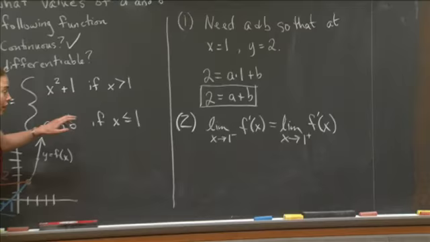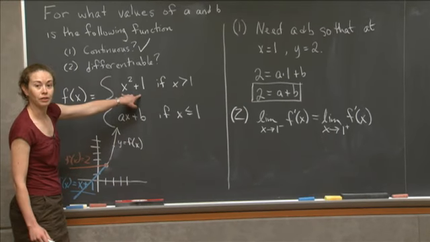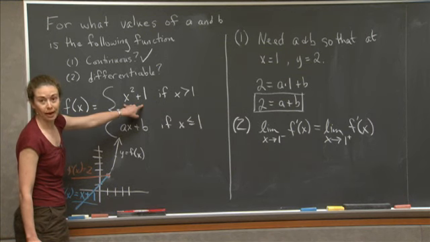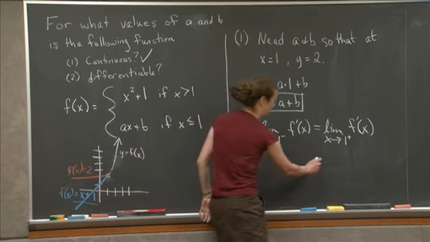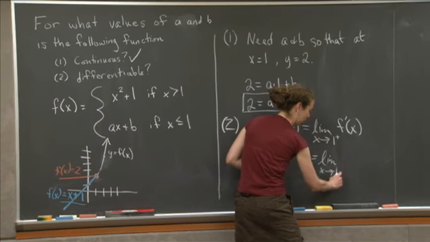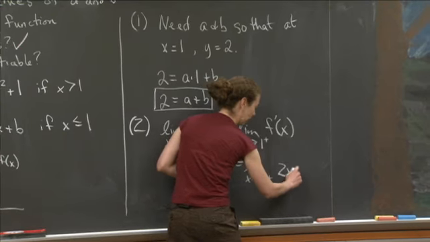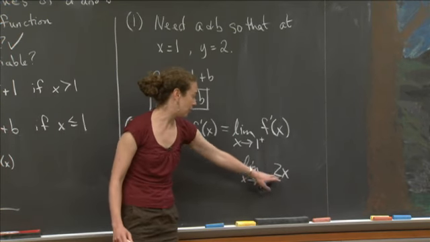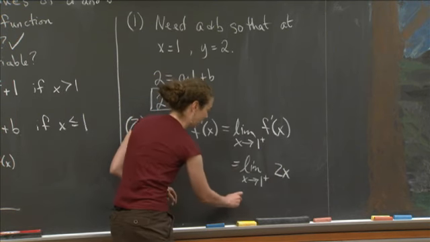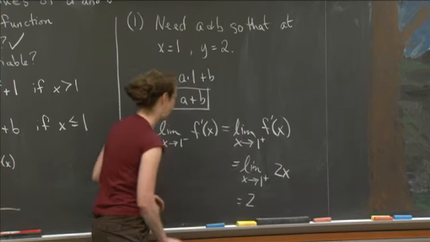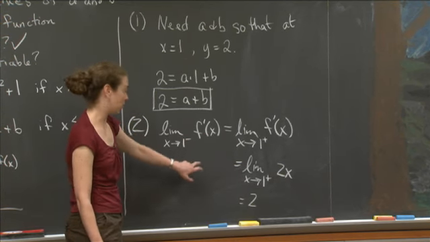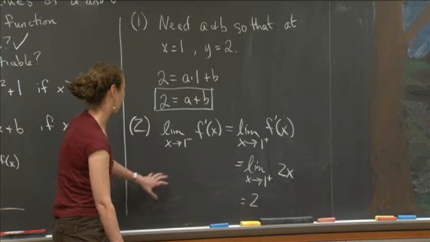The function to the right of 1 is x squared plus 1. We know its derivative. Its derivative is 2x. So on this side, we have the limit as x goes to 1 from the right of 2x. And now we can fill that in. What is that? Well, I just evaluate at x equal 1, and I get 2. And now that means I need the limit as x goes to 1 from the left of the derivative to also be 2.